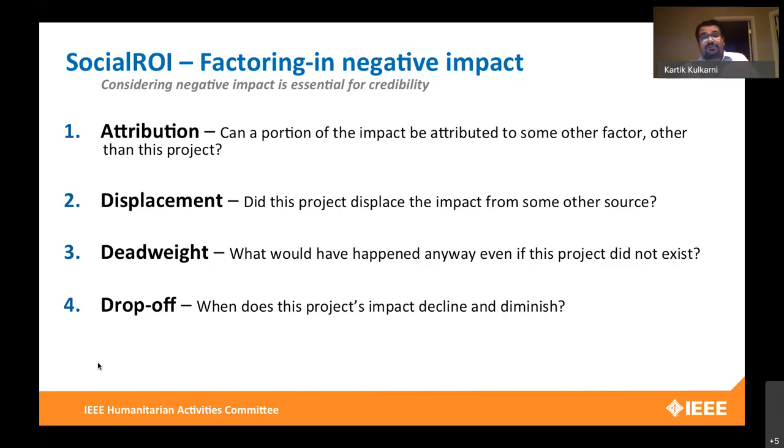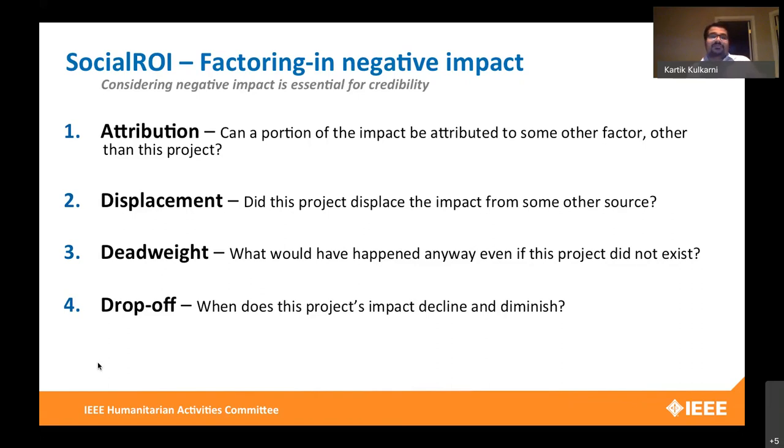Then comes the concept of dead weight. What this means is, your project is not the only thing in the world. Even without your project, things would have happened anyway. So what would actually happen anyway, even if your project was not there? That is what is referred to as dead weight. You have to factor that in.